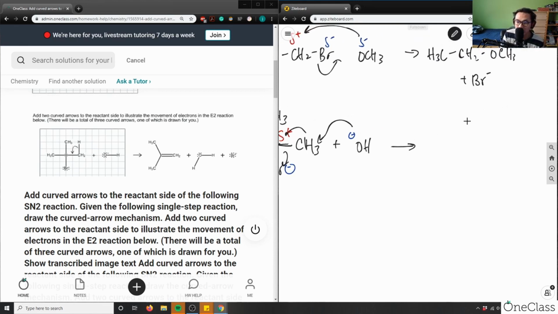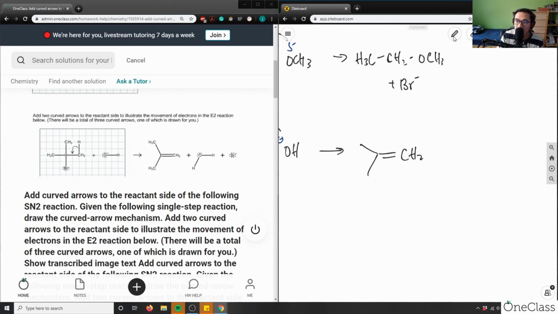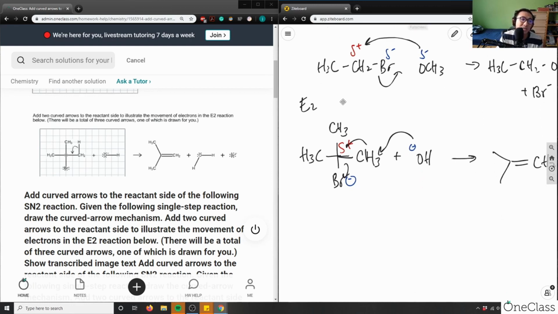So it's going to create the thing I have on my left hand side, and I get water, right? This hydrogen here becomes bonded to this OH group here, so I get water here. So this is an E2 reaction. Sorry, I didn't look at the problem here. So the first two were SN2 reactions because I am substituting my Br group for the OH group or the OCH3 group, and this here is an E2 reaction, right?